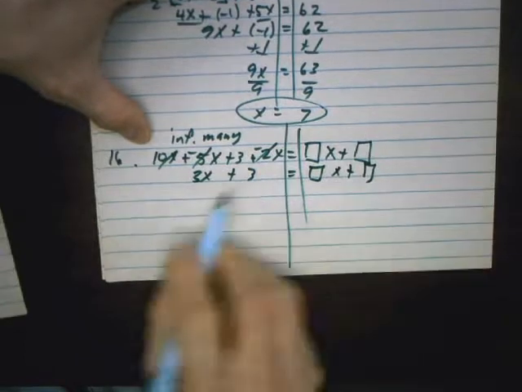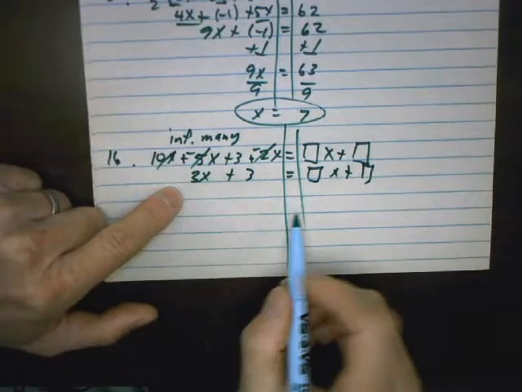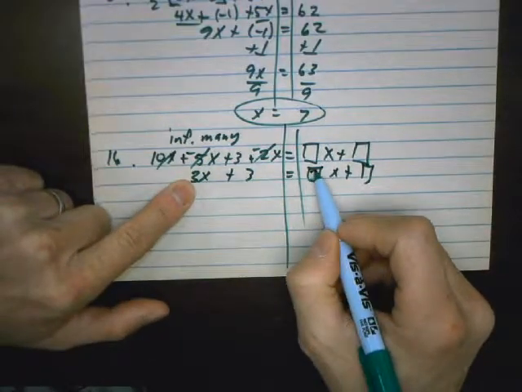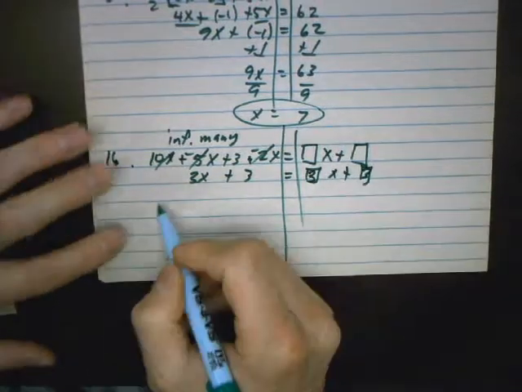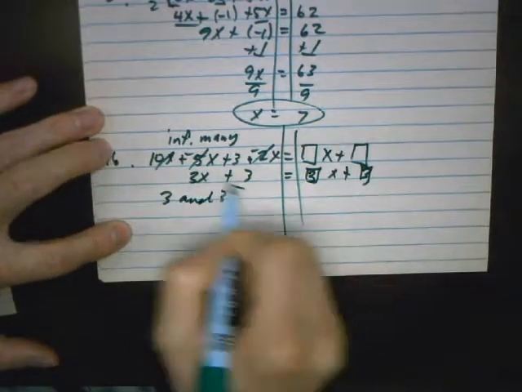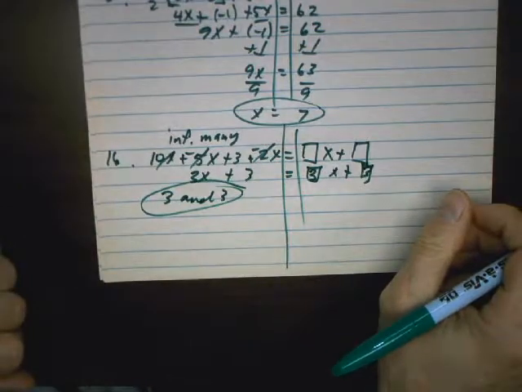Just did teams there. Now, if this is going to be infinitely many solutions, these two have to be the same coefficients, and these two have to be the same constants. So I have to have a 3 and then another 3 in those boxes. That would make it infinitely many.